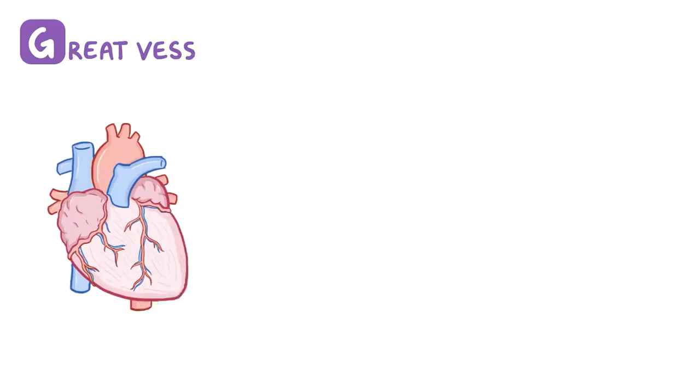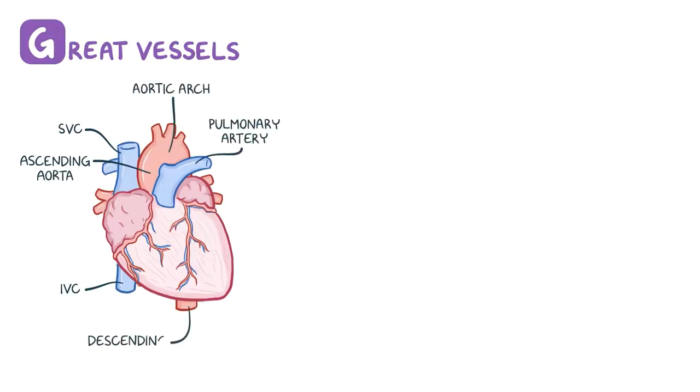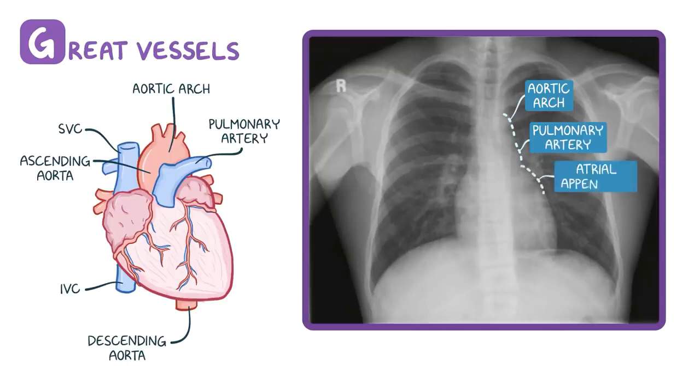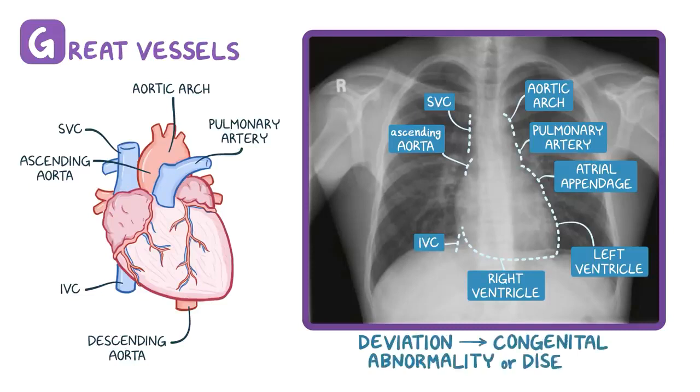Lastly, G is for great vessels, which includes the superior vena cava, inferior vena cava, ascending aorta, aortic arch, pulmonary artery, and descending aorta. You want to make sure that all of these structures are in the right location and are the right size. On the left side of the heart, the aortic arch should be the highest up, followed by the pulmonary artery. Of note, since the heart is three-dimensional, the atrial appendage actually sits behind the central formation in frontal X-ray. On the right side, the superior vena cava, ascending aorta, right ventricle, left ventricle, and inferior vena cava should all be visible.